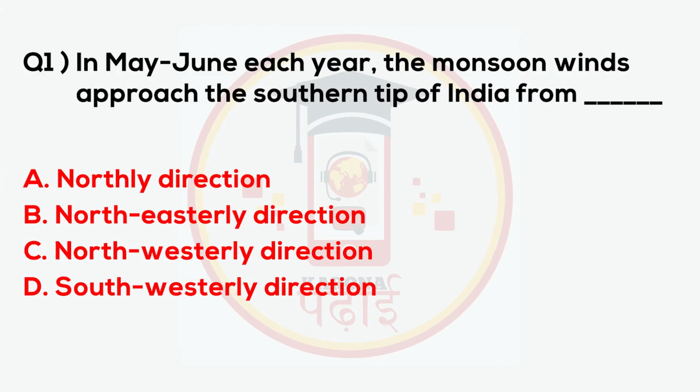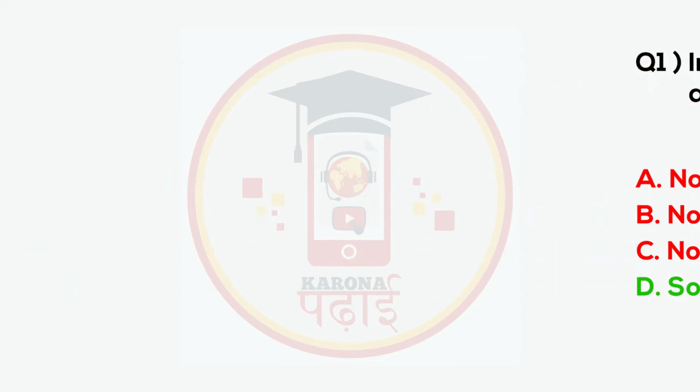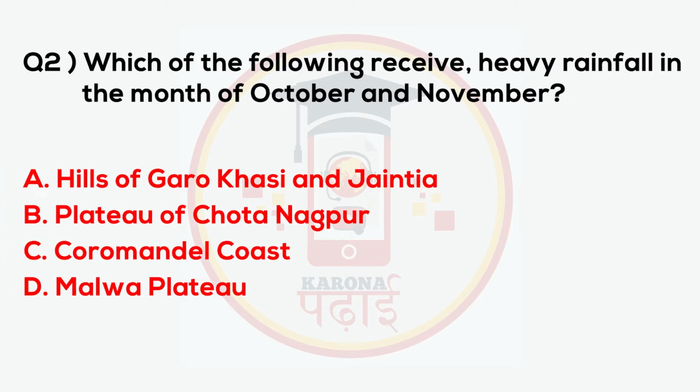In May, June each year, the monsoon winds approach the southern tip of India from? Southwesterly direction. Which of the following receive heavy rainfall in the month of October and November? Coromandel Coast.